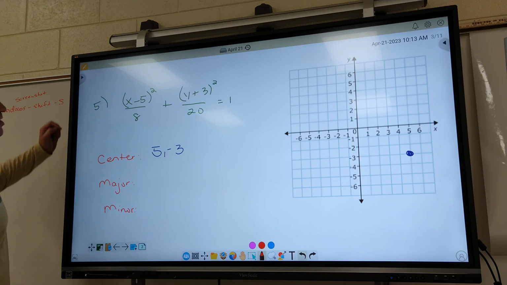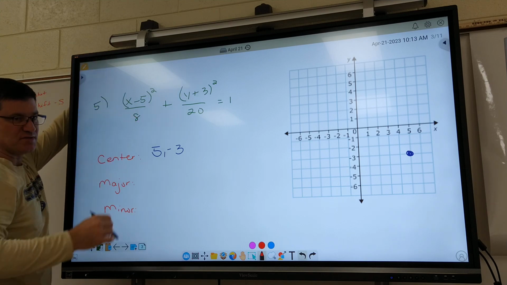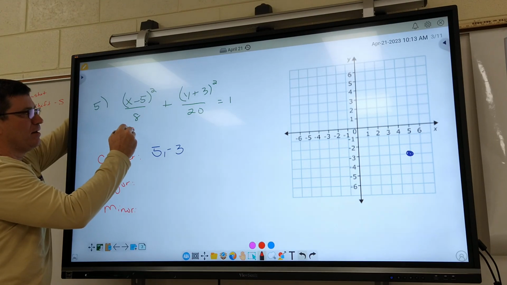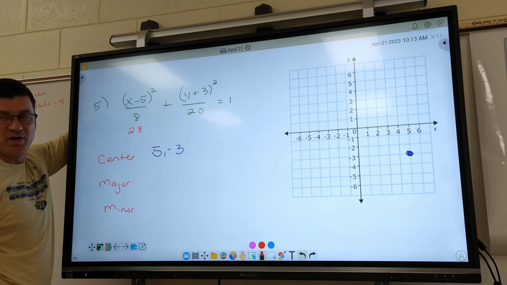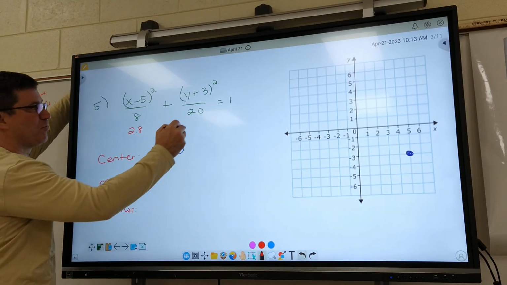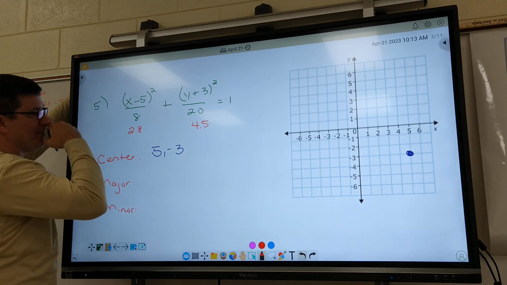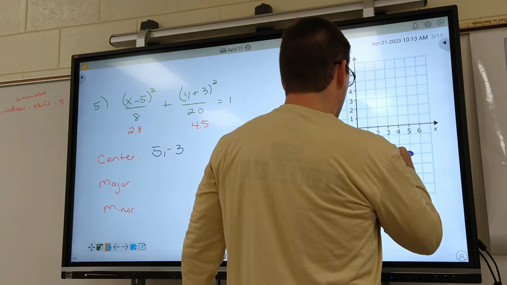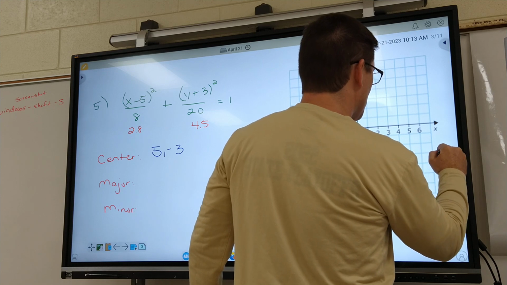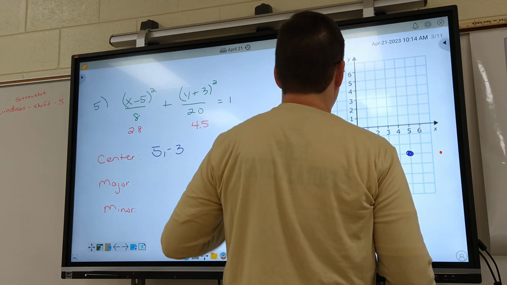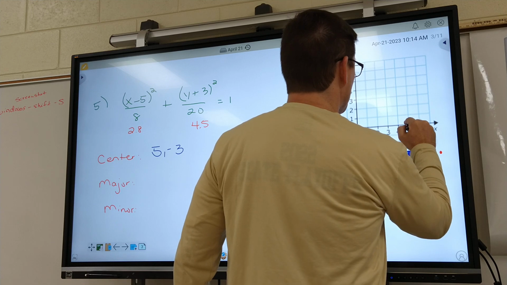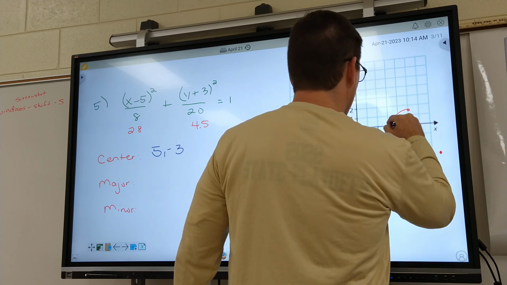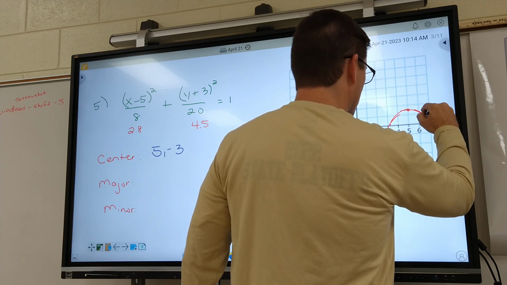All right, what's the radius going to be on my x-axis? Somebody take the square root of 8, make it a decimal. 2.8. Square root of 20, make it a decimal. 4.5. That means on my x-axis, side to side, I go over 1, 2, almost 3. And up and down, I go 4.5. This one looks more like an oval.